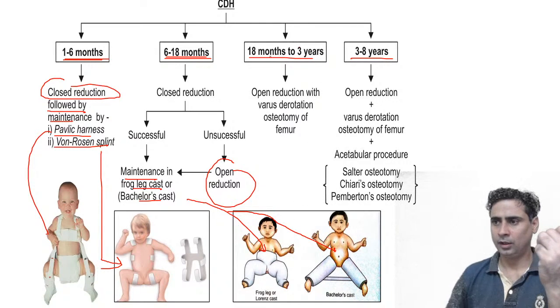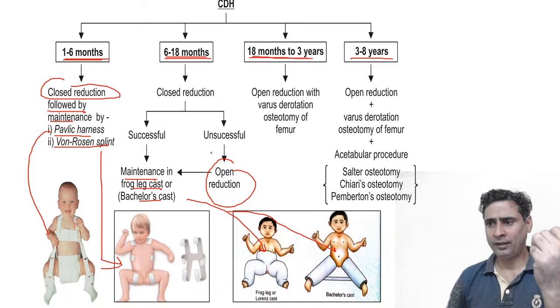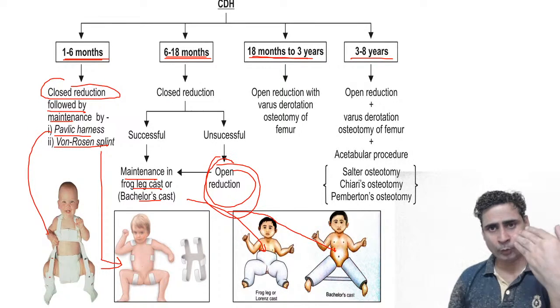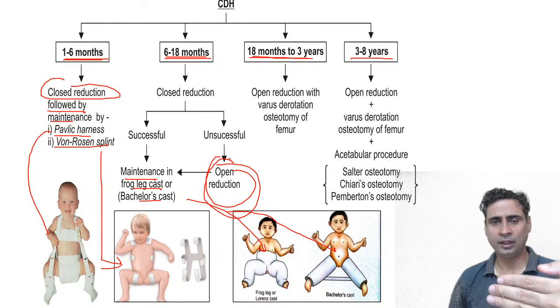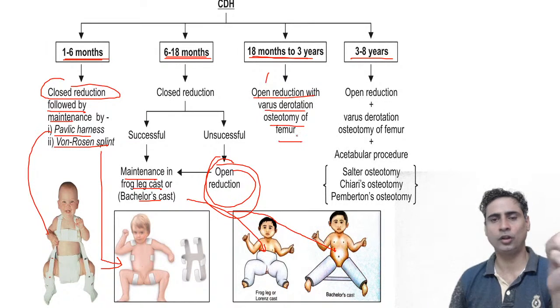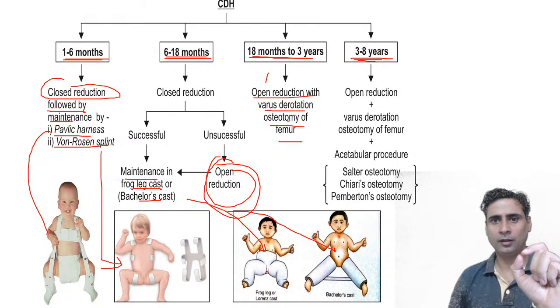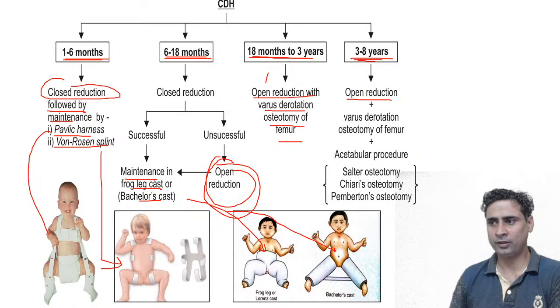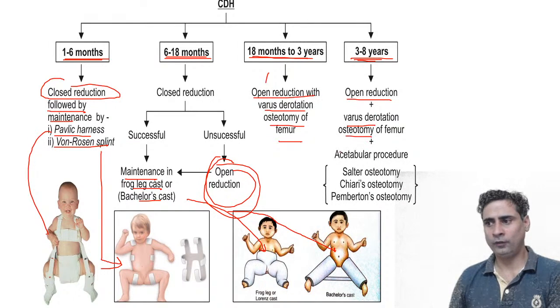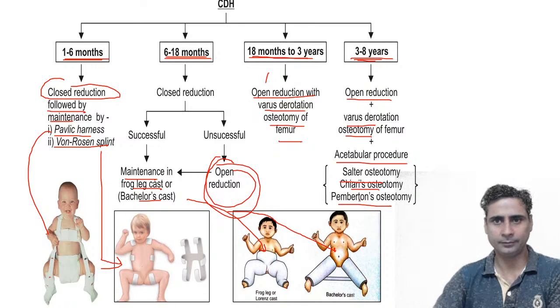Next age group, only open reduction will not help. Some bony procedure will be required. So here open reduction along with varus derotation osteotomy of femur. Next age group, only femoral osteotomy will not help. You will have to add some acetabular osteotomy also. So here open reduction, femoral osteotomy along with some acetabular osteotomy, Salter's, Chiari's or Pemberton's osteotomy.